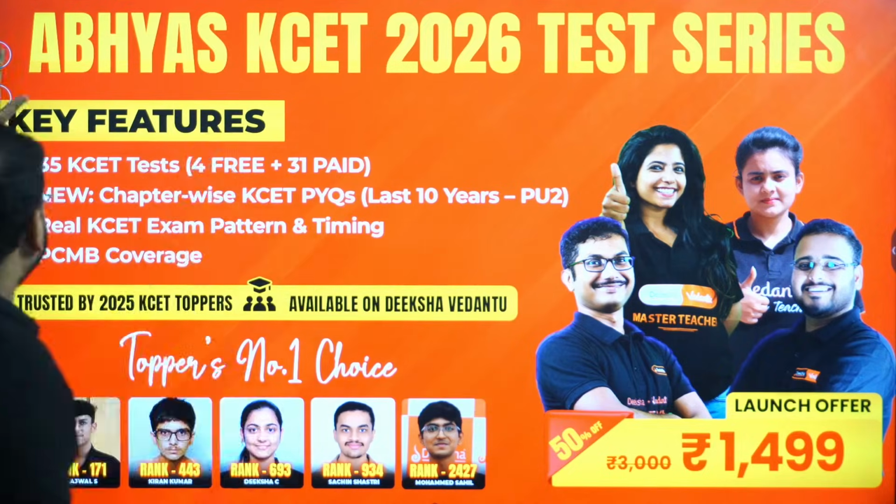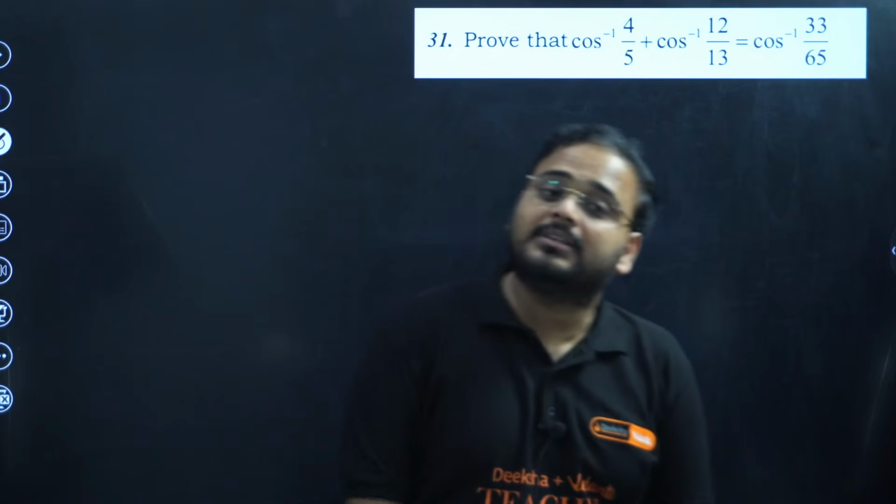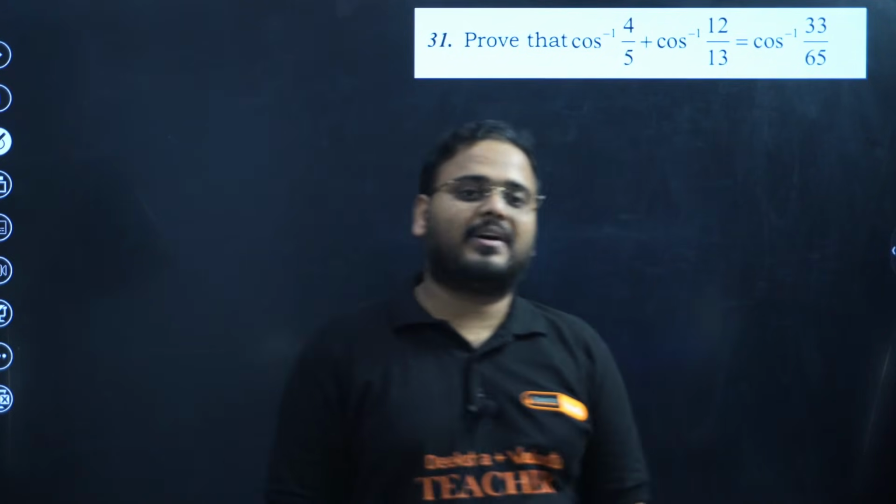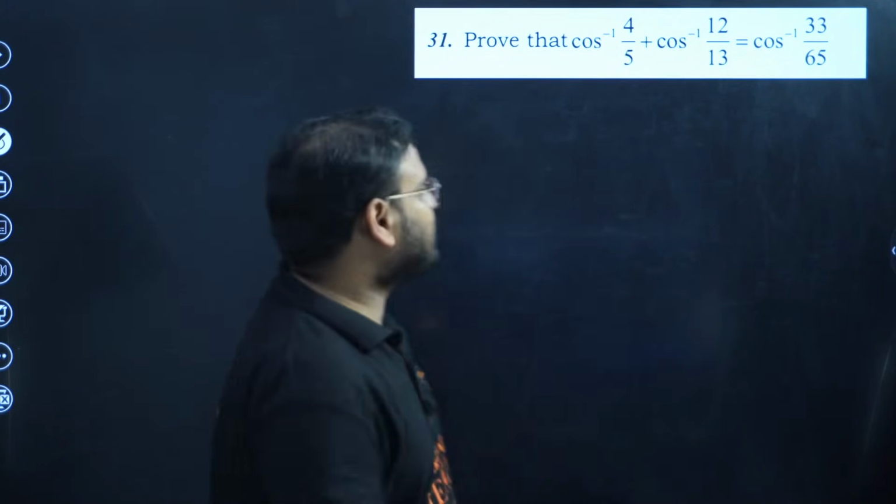Let's start. So the question we are back with now is: prove that cos inverse of 4/5 plus cos inverse of 12/13 is equal to cos inverse of 33/65.